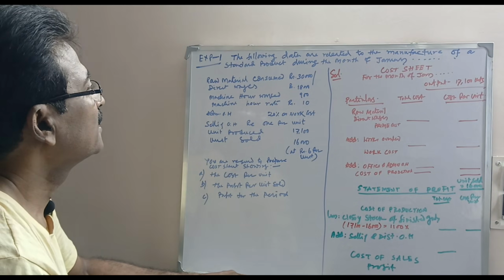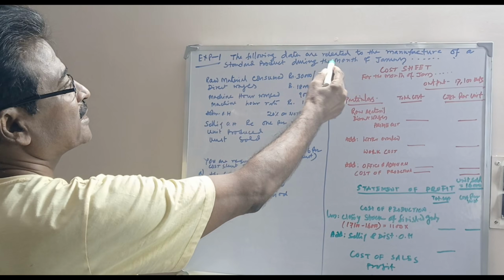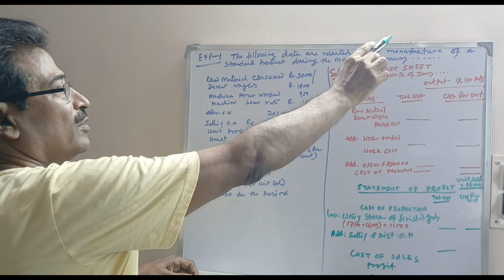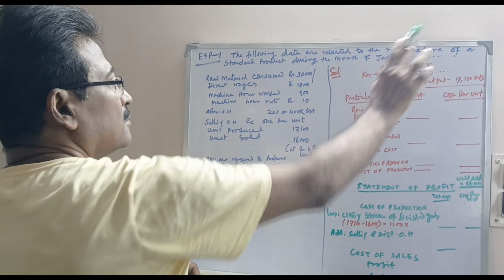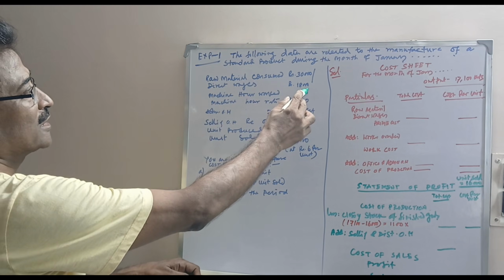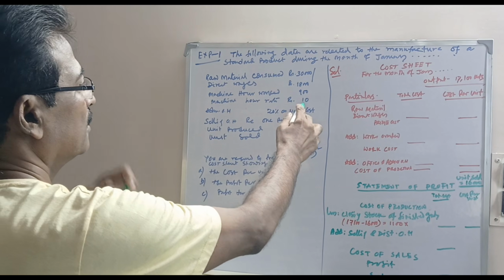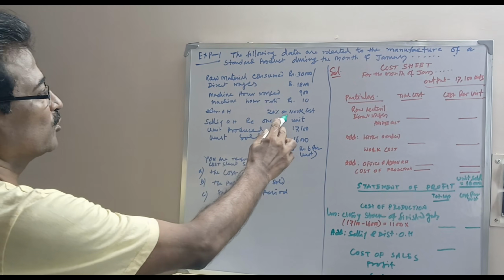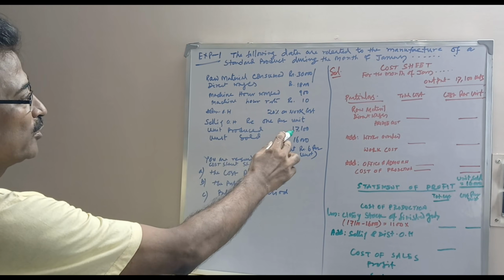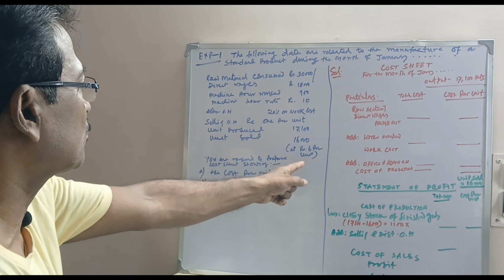Let us take an example to prepare cost sheet. Okay, the following data are related to the manufacture of a standard product during the month of January some year. So say raw material consumed 30,000, direct wages 18,000, machine hours worked 900 hours, machine hour rate rupees 10, administrative overhead 20% on work cost, selling overhead rupees 1 per unit, units produced 17,100 and units sold 16,000 at the rate of 6 per unit.